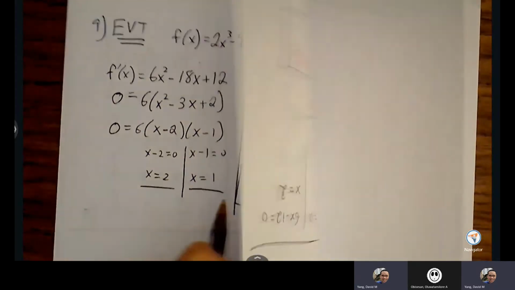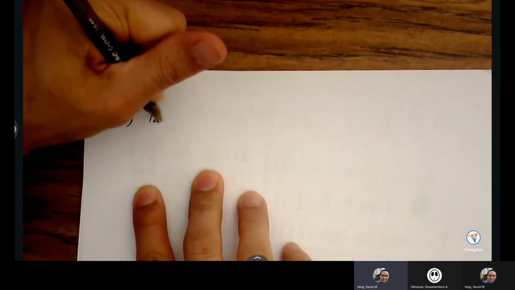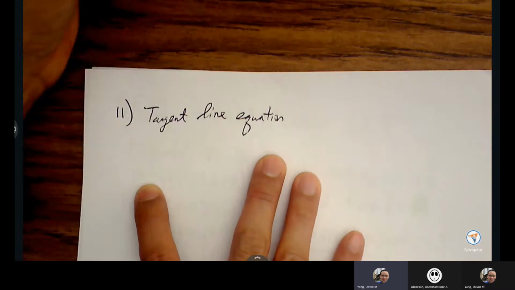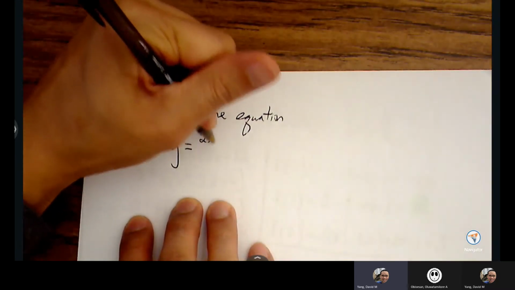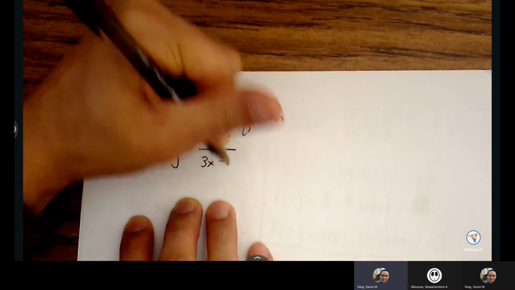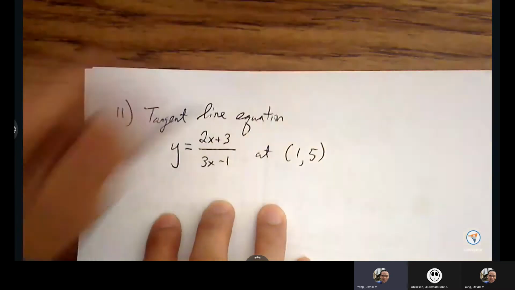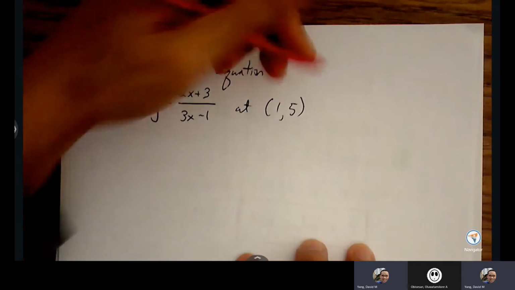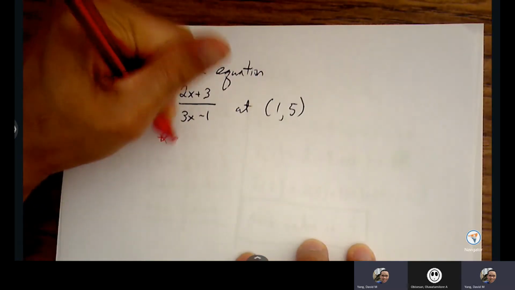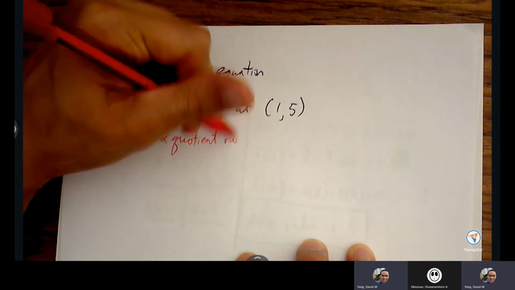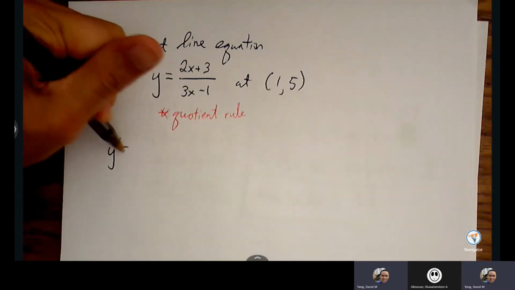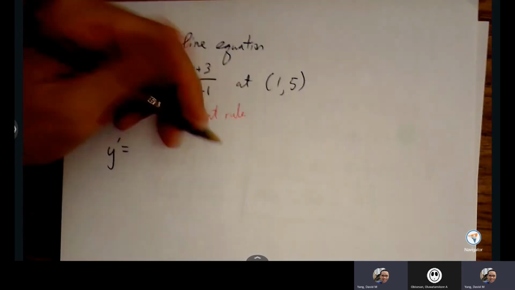Okay, let's finish. Let's do one more. Number 11. This is a tangent line equation. Find the derivative. From the derivative, we can get the slope and get the tangent line. But to get to the derivative, looks like there's going to be a quotient rule problem, right? Okay. F prime g minus f g prime all over g squared.